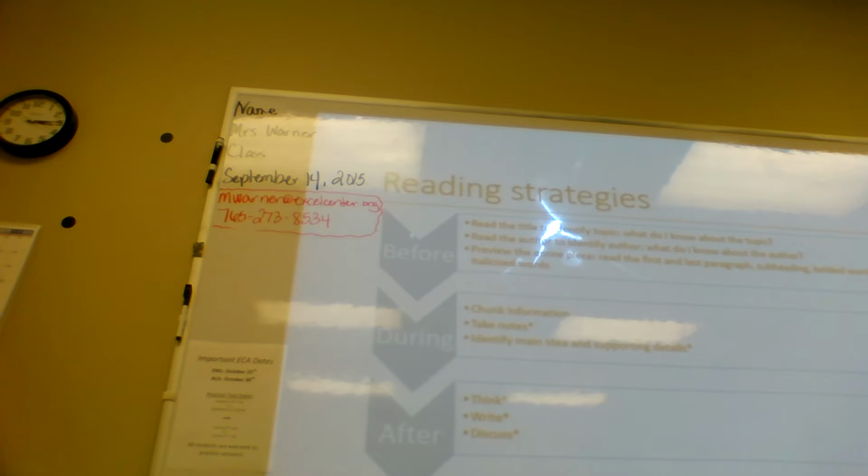Good. So when we preview the entire piece, we're looking for certain things. So what are we focusing on when we're previewing the entire piece? It says up there. What's that? Bolded words and italicized words. Okay, so what's the difference between bolded words and italicized words? Bolded words are more important. Okay, bolded words are more important, and they are typically vocabulary words. Good. What about italicized words?